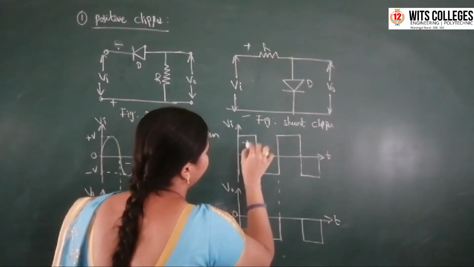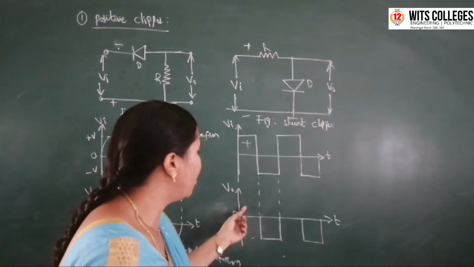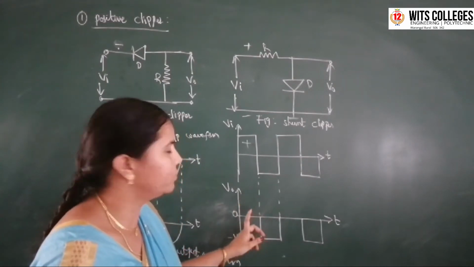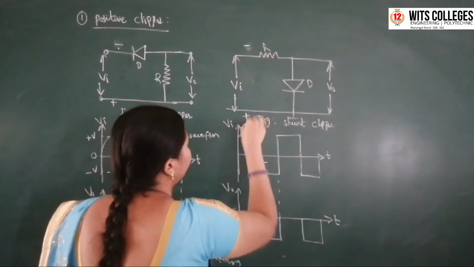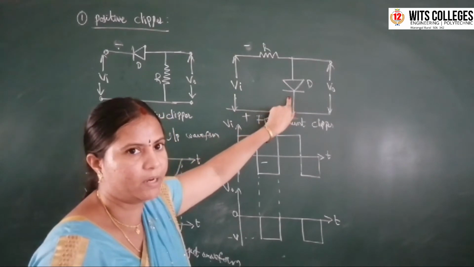Whatever positive half cycle you are giving, it is going to the ground. Since it goes to the ground, you will not get any output voltage here. You are not getting any positive signal. When you give the negative half cycle, it becomes negative and positive, so in this mode the diode is said to be reverse biased.